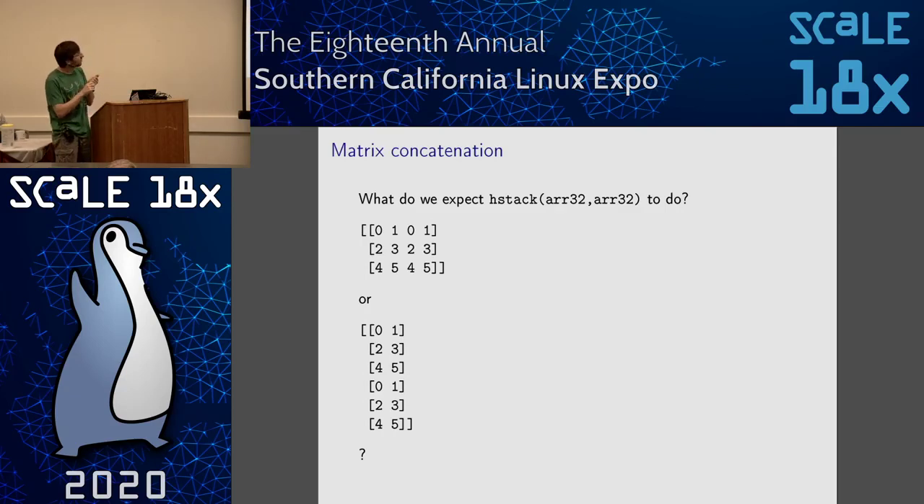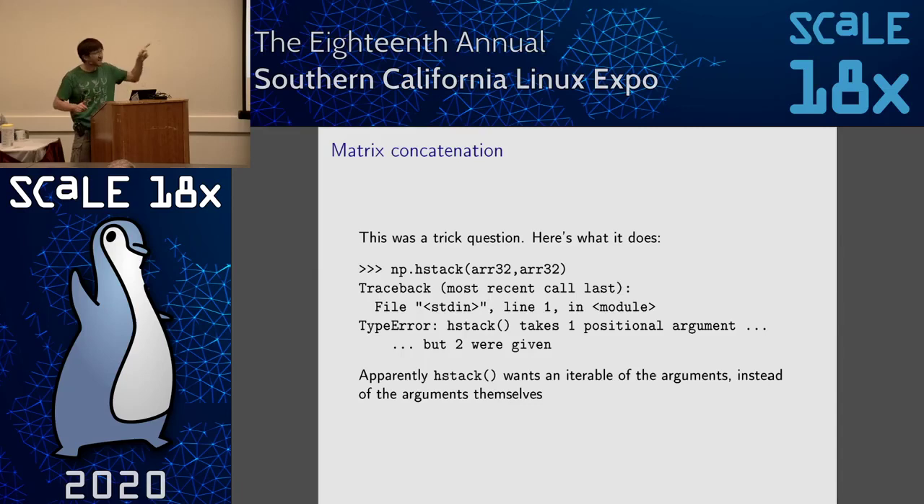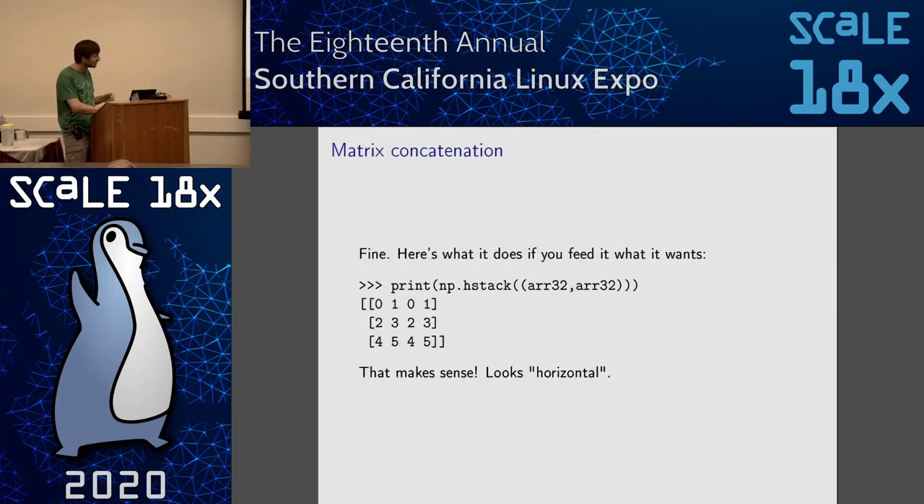So if we give that function, which is just a NumPy function, those two arrays, what do we expect? We would like that first one. Do we get the second one? Do we get something else? Fundamentally, is anyone sure what the answer is? I'm guessing probably not, because these functions are surprisingly strange. When I was writing this talk, I discovered this was actually a trick question, because it actually barfs, since it doesn't want the arguments, it wants a list of the arguments. Fine, so if we give it what it wants, with an extra set of parentheses, you get the output that you wanted. So it does indeed look horizontal, and it did what we want.